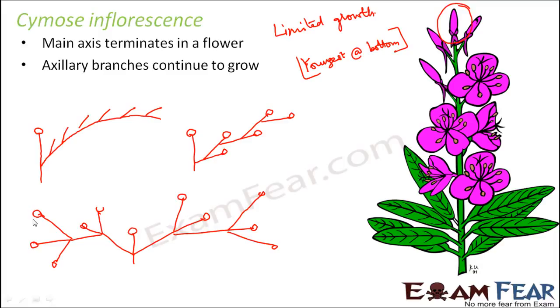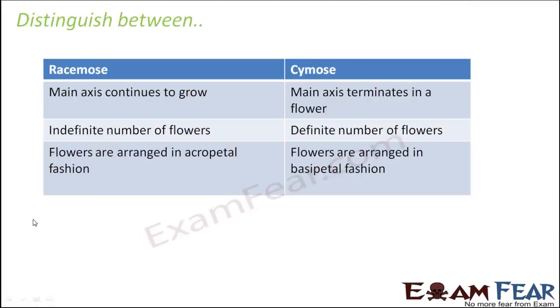Okay. So now let us have a quick distinction between racemose and cymose. The first and the basic difference is that in racemose the main axis continues to grow, but in cymose the main axis terminates in a flower. Therefore, it has a limited growth. In racemose, an indefinite number of flowers are present, whereas in cymose, a definite number of flowers, because in cymose the axis can only terminate in one flower. So you just cannot have a bunch of flowers together, right? So the number of flowers will always be definite in cymose, but in racemose, there is nothing like that.